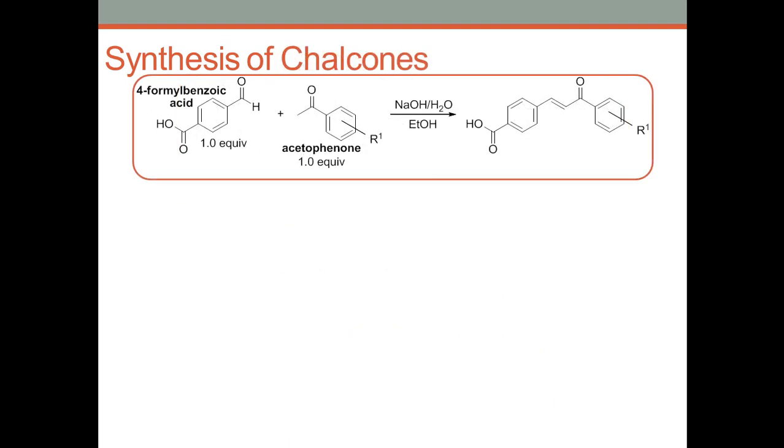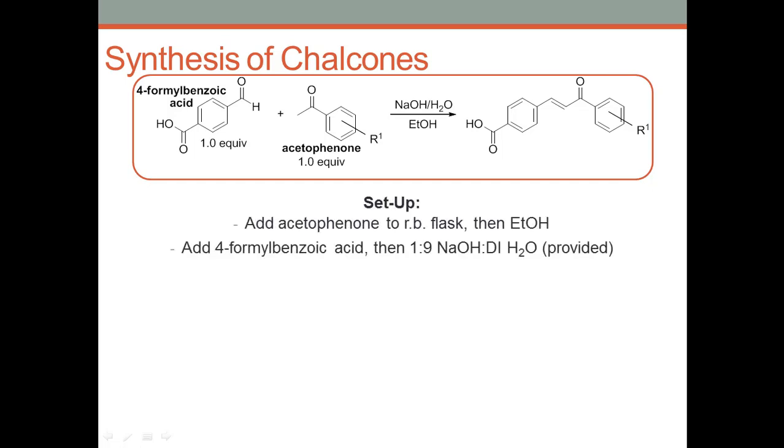The single-step synthesis of the chalcones is an aldol condensation reaction between the aldehyde of 4-formyl benzoic acid and the ketone of acetophenone. So it's this aromatic group that's going to differ depending on the different drugs. And you just subject these two to sodium hydroxide base, and you form this very stable alpha-beta unsaturated ketone. The stability of this conjugated system drives this reaction to completion.